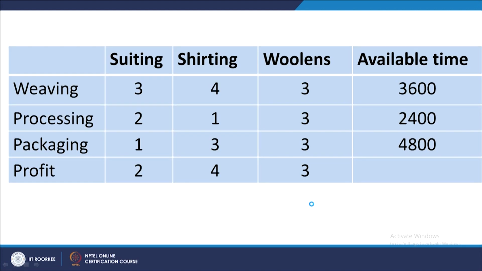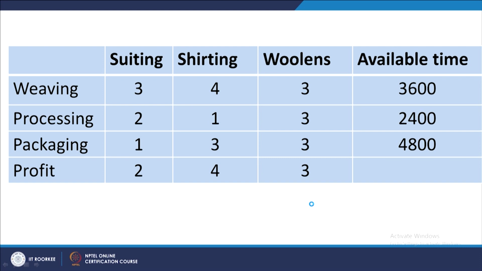So, the first thing is, let us tabulate the given information in the form of a table. There are 3 types of cloths available: suiting, shirting and woolen, and 3 types of processing, that is weaving, processing and packaging. Also the profit per unit, and on the right hand side the available time, that is in terms of hours.